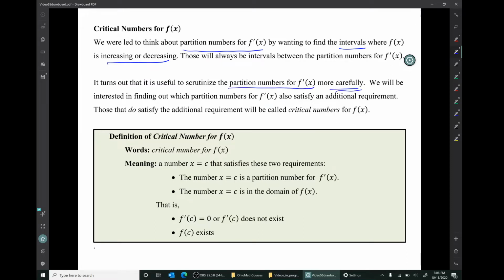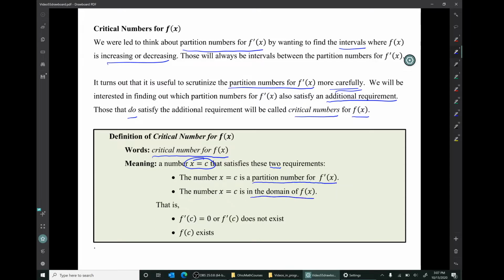We'll be interested in finding out which partition numbers for f prime also satisfy an additional requirement. Those that do satisfy this additional requirement will be called critical numbers for f of x. So here's the definition of a critical number for f of x. It is a number, x equals c, that satisfies these two requirements. The first requirement is that the number x equals c has to be a partition number for f prime. But there's a second requirement, that is this: the number x equals c is in the domain of f of x.